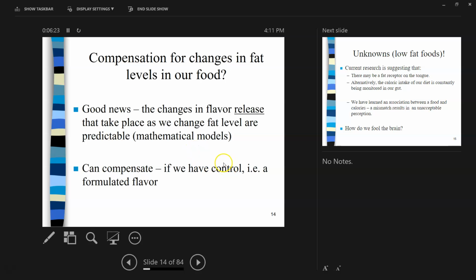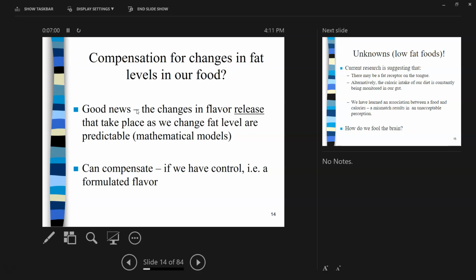Compensation for changes in fat levels. Well, I think I've mentioned this. We can understand this. We can predict it. It's just fairly simple physical chemistry. So we can look at solubility limits, what we know about flavor molecules and fat, what we know about water. We've really got enough information that you can adjust your flavor level and be able to predict how that's going to modify your perception. So mathematical modeling, it's pretty straightforward stuff.